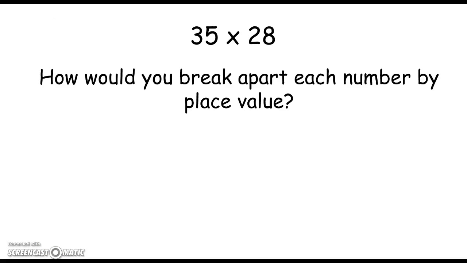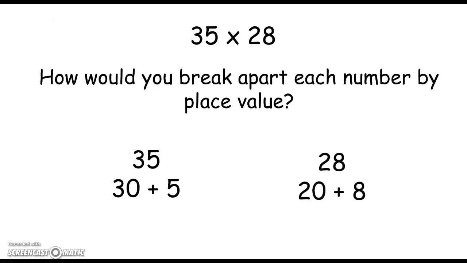When we're looking to multiply numbers like 35 times 28, it's first important to know how we would break apart each number by place value. Looking at the number 35, we can easily see that 35 is made up of 30 and 5. There are 3 tens and 5 ones in this number. We can apply the same process to the number 28. 20 plus 8. There are 2 tens and 8 ones in this number. By breaking apart each number by place value, we're able to easily organize these numbers onto an array.